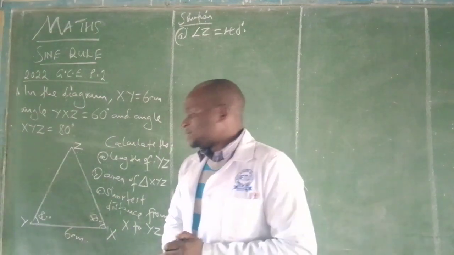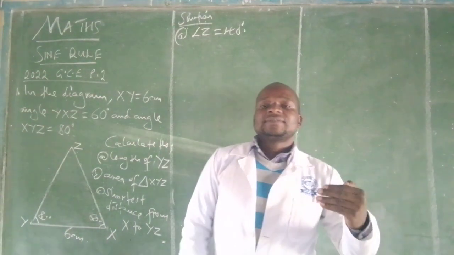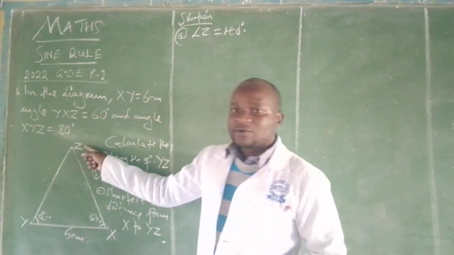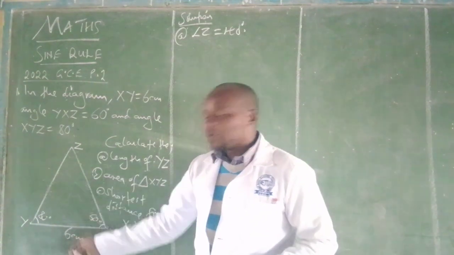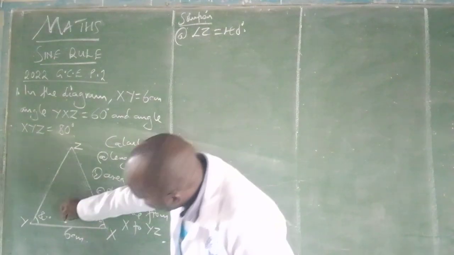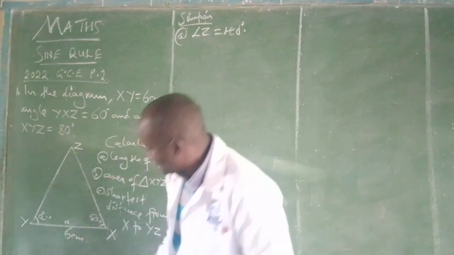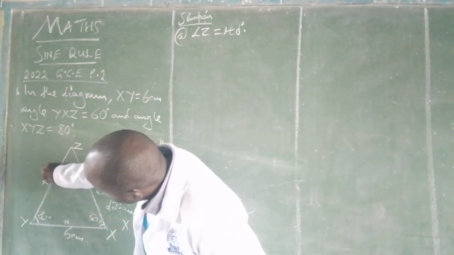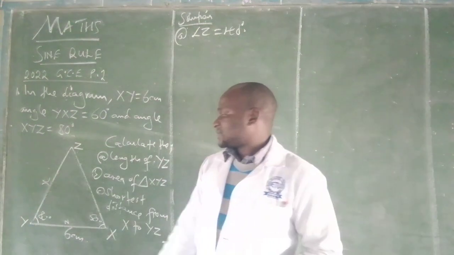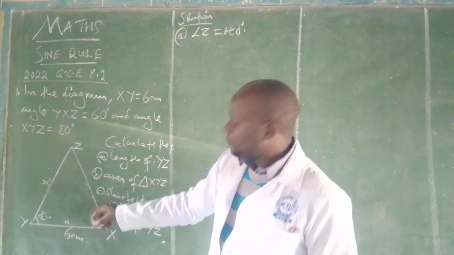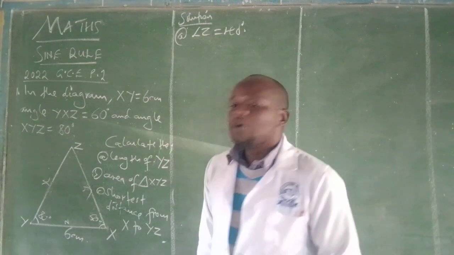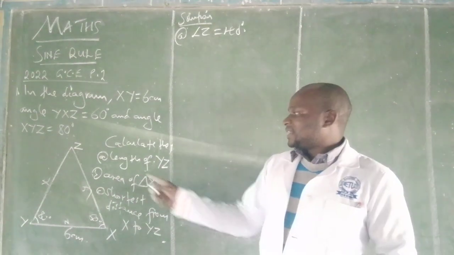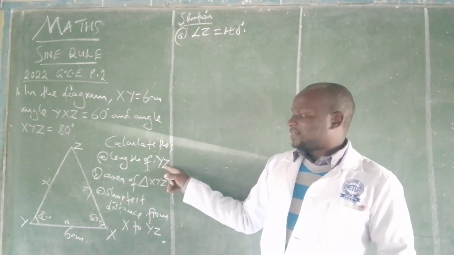So the next thing we do now is you name the sides based on the angles given. So this is our angle Z. The side opposite will be side small letter z. This is angle X. The side opposite will be side small letter x. And Y, the side opposite will be side small letter y. So now, let's go to what they want us to find. They are saying find the length of YZ.